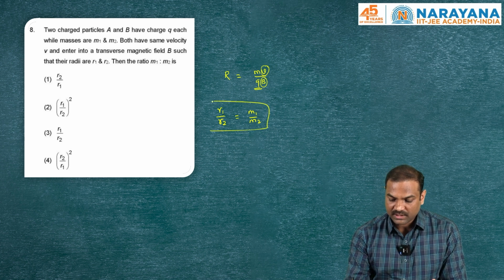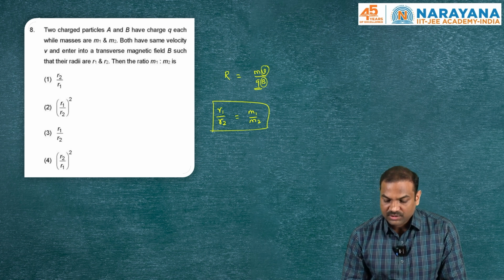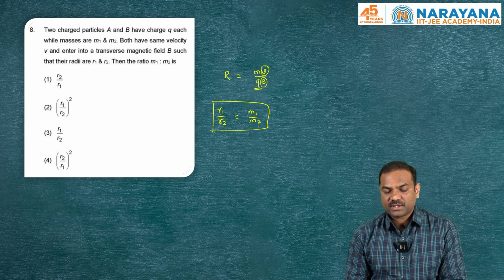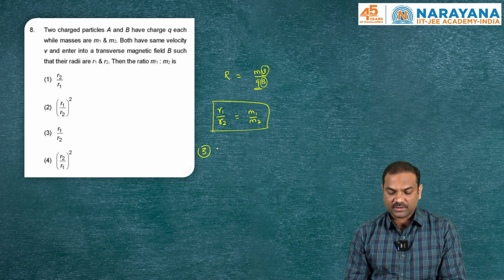So simply we can say that radius is proportional to mass. Then R1 by R2, the ratio of M1 is to M2 they are asking, so M1 is to M2 is equal to R1 by R2. So the correct option is going to be the third one.